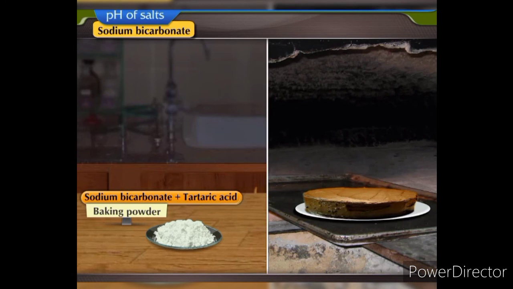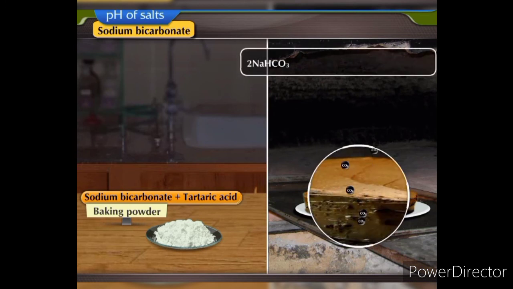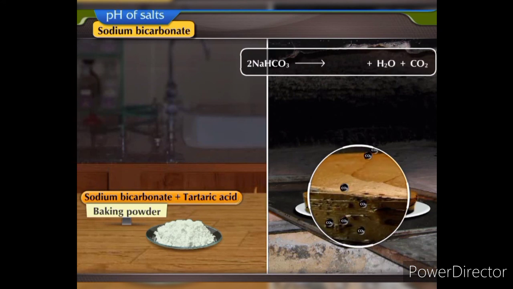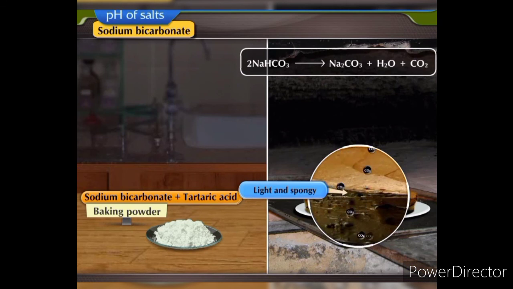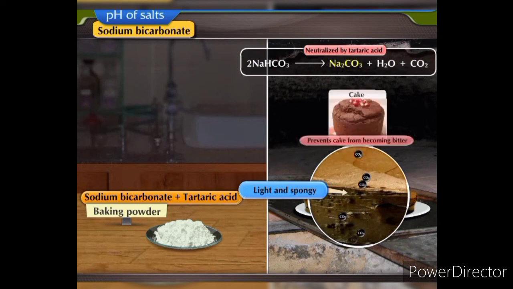When baking powder is heated, sodium bicarbonate decomposes to produce carbon dioxide, water and sodium carbonate. This carbon dioxide that is produced causes the cake to rise, making it light and spongy. The tartaric acid present in baking powder neutralizes sodium carbonate and prevents the cake from becoming bitter.